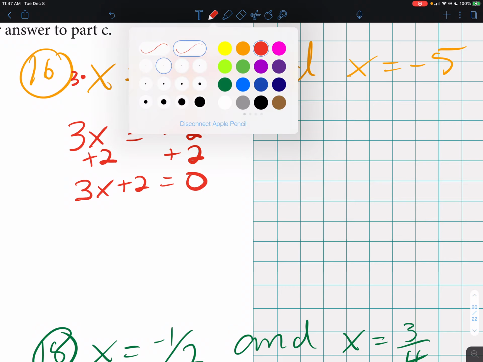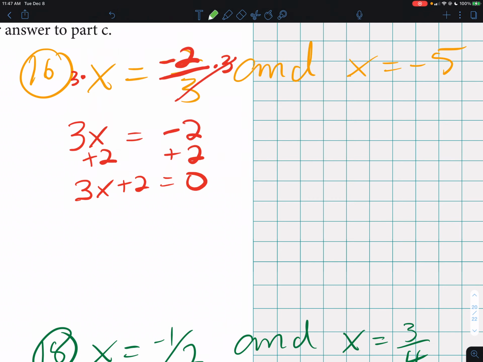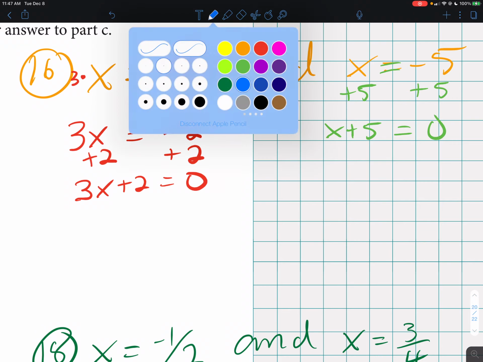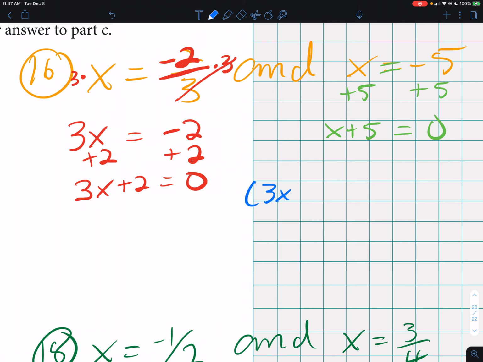And then on the other one, I've got x equals negative 5. I want to get 0, so I'll add 5 to both sides, and I'll get x plus 5 equals 0. And so those are our factors. 3x plus 2 times x plus 5 equals 0. And now I just distribute to get the standard form.